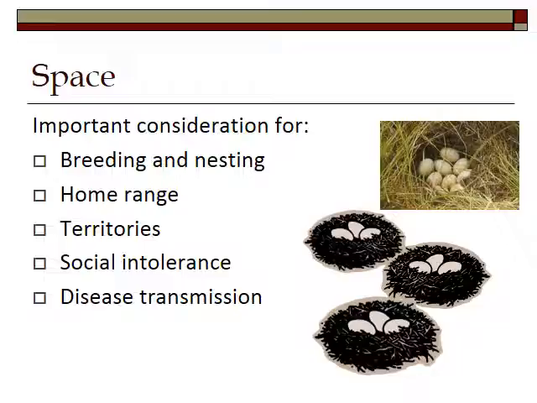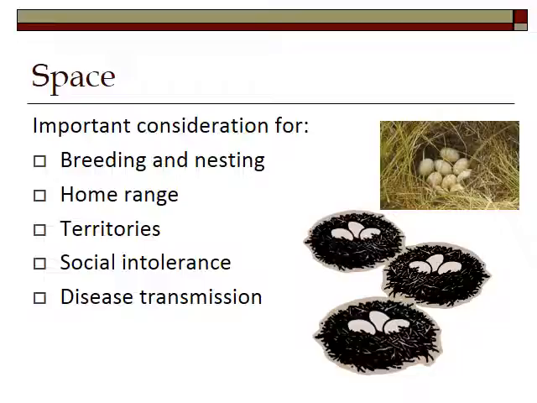The final one is space. We don't usually think space is limiting very often. I'm going to give an example of nesting, because there may be limited space for the highest quality nests in an environment. So space, we might think of on just a few attributes. Of course, there's enough space for animals out in the environment, but there might not be enough space for breeding and nesting. Animals have specific home ranges, so that might be a space requirement.